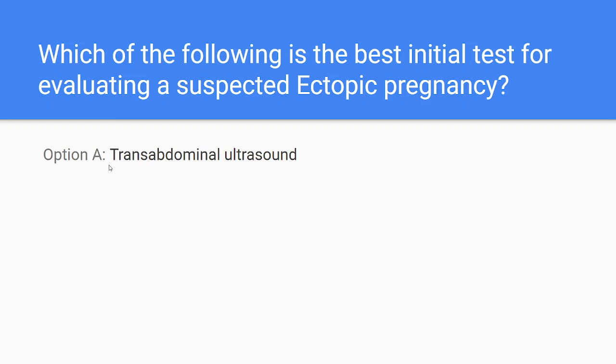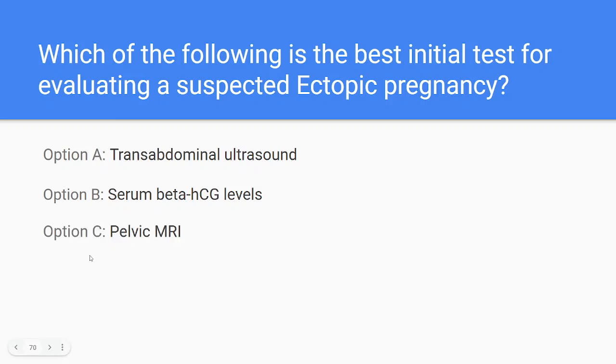First one, transabdominal ultrasound. Option B, serum beta HCG levels. Option C, pelvic MRI. And option D, diagnostic laparoscopy.